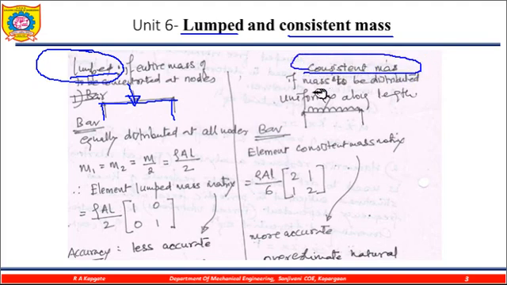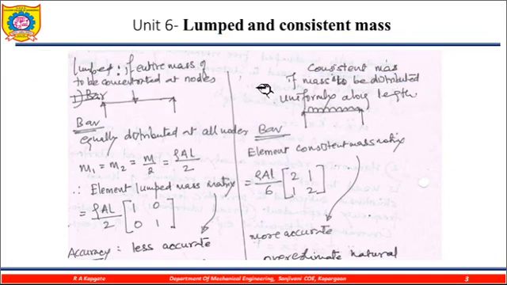Now in a consistent mass system, the total mass is distributed uniformly along the length. That is called the consistent mass system. So don't be confused between the lumped mass system and the consistent mass system. You already know this, only the names are changing, and that's why we get confused. So what is that consistent mass?